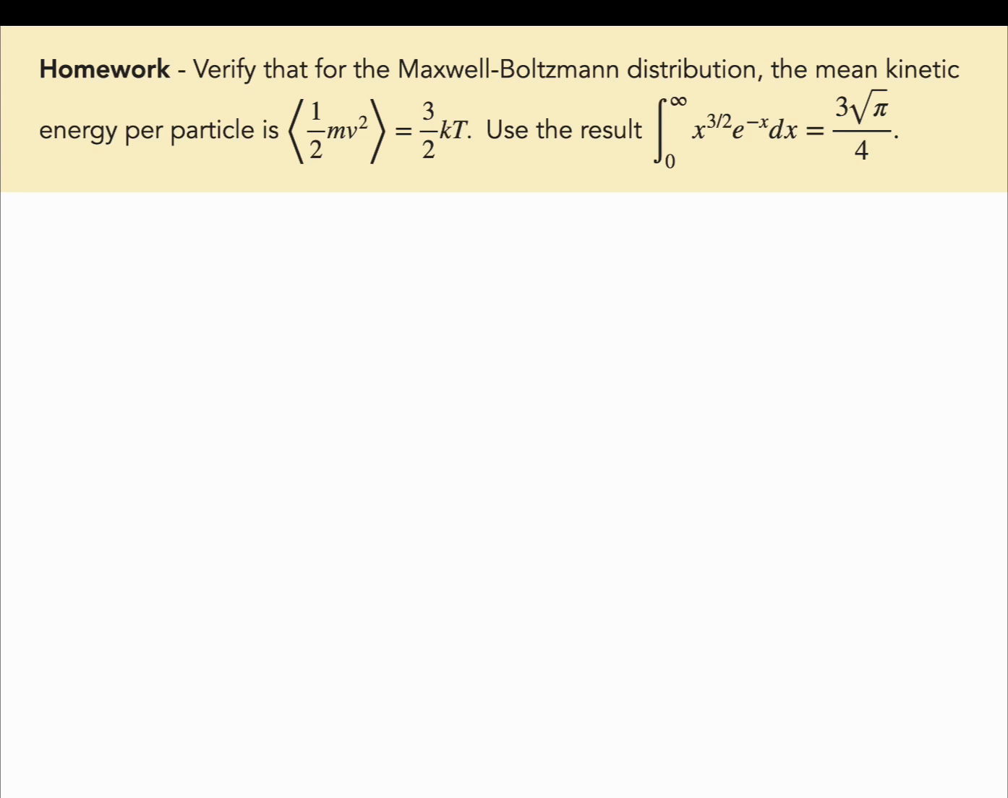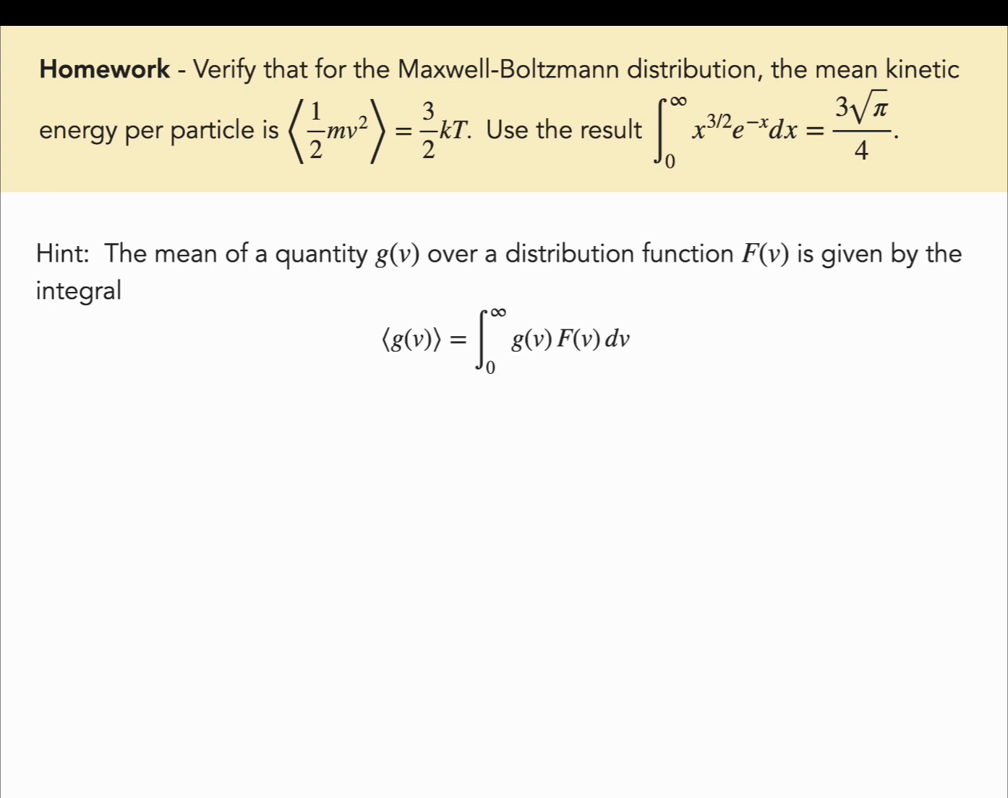So verify that the mean kinetic energy per particle is equal to 3/2 kT, and in order to do that, you need the result of this integral over here. To solve this problem, we need to look at the definition of this angle bracket notation. If you want to take the average of a quantity, g of v, say, over the distribution function, that's equal to the integral of that function times the distribution function dv. So we integrate over all the velocities.